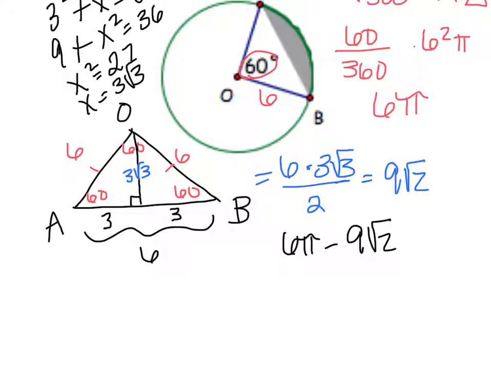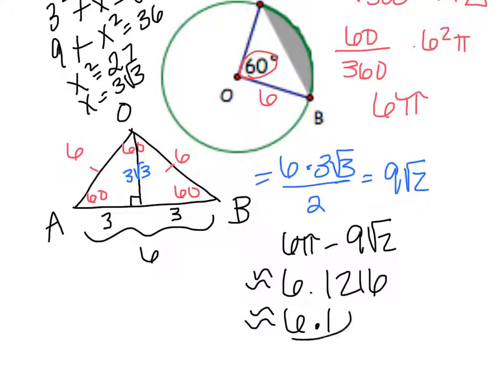And then since the question asks for it in an approximate form, I'm going to put it in my calculator just as is. So notice how I didn't turn the height into a decimal because it will throw your end answer off. So try and keep it in exact form all the way through the problem until the very, very end and then round it. So I'm going to put 6 pi minus 9 root 3, and I got 3.26, sorry, 1216. And then if it asks for the tenth, that's one decimal place. So it's going to be about 6.1.